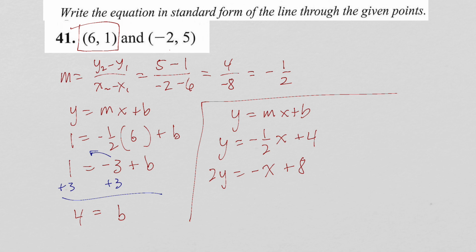And then your x's and y's have to be on the same side, so I'll move that over. If that's negative on the right, it becomes positive on the left. And this is standard form because there's no fractions. x and y are on the left, and our x coefficient is positive. So that's the answer we want.